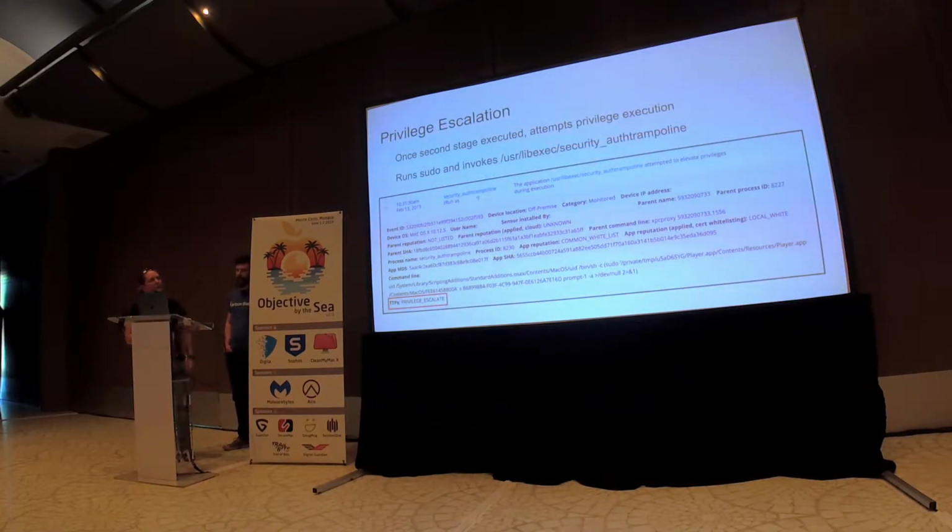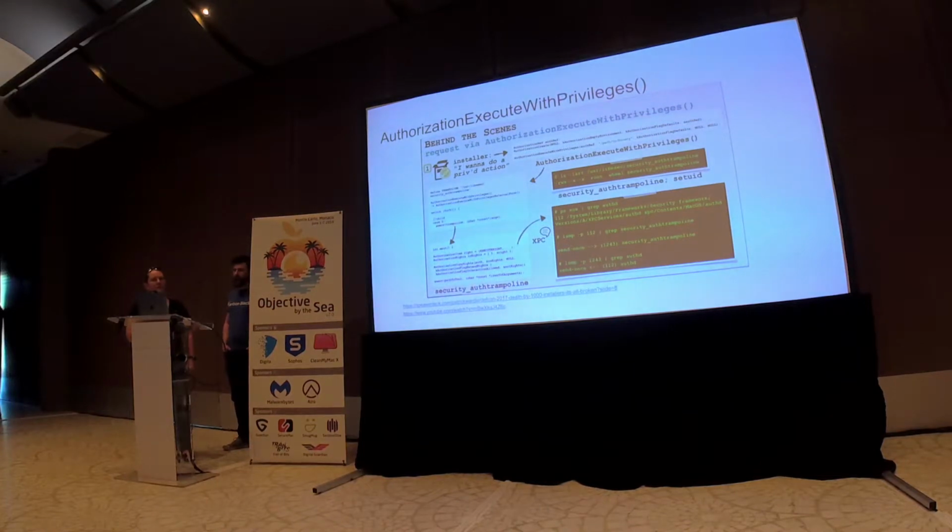The privilege escalation, basically it's running sudo, and it's invoking security auth trampoline using this escalation technique that I talked about earlier. Authorization execute with privileges. So this is a screenshot from Patrick's talk at DEF CON called Death by 1,000 Installers, and it's a very, very good talk. I would definitely recommend it.